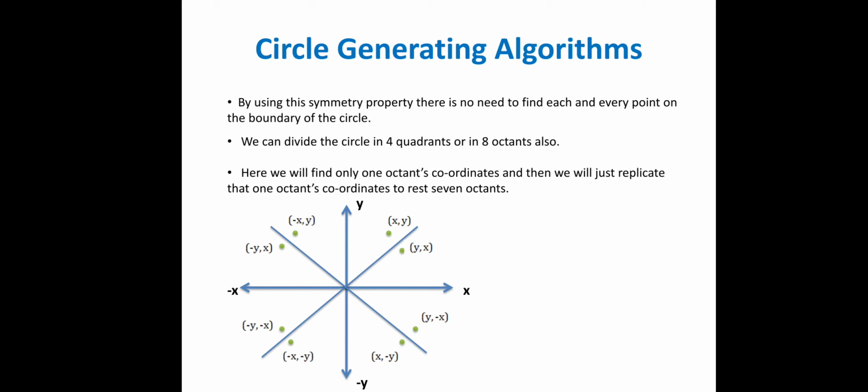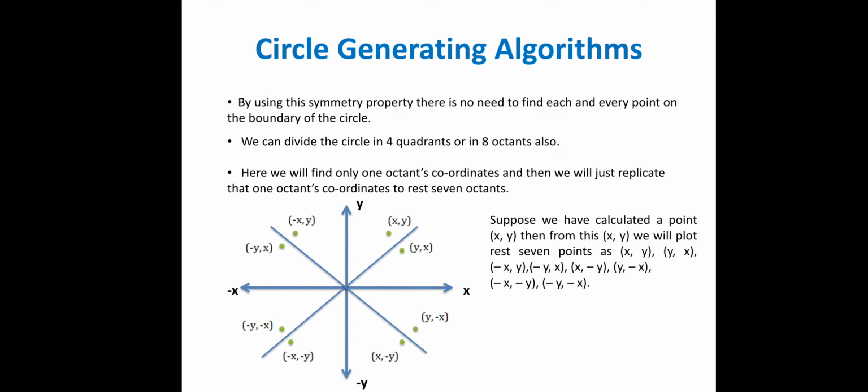So, by using this octant property, what are you doing? You are just finding a single coordinate, no need to find all the values of all coordinates. By using this you can replicate those values, and by joining these points you will get a circle. Okay. After joining these points we will get a circle which passes through all these points. So, this octant symmetry property we are going to use in our Bresenham's circle generation algorithm.